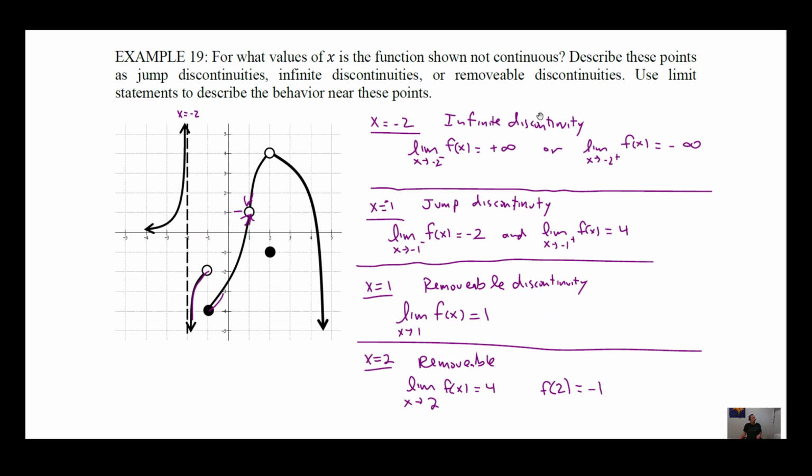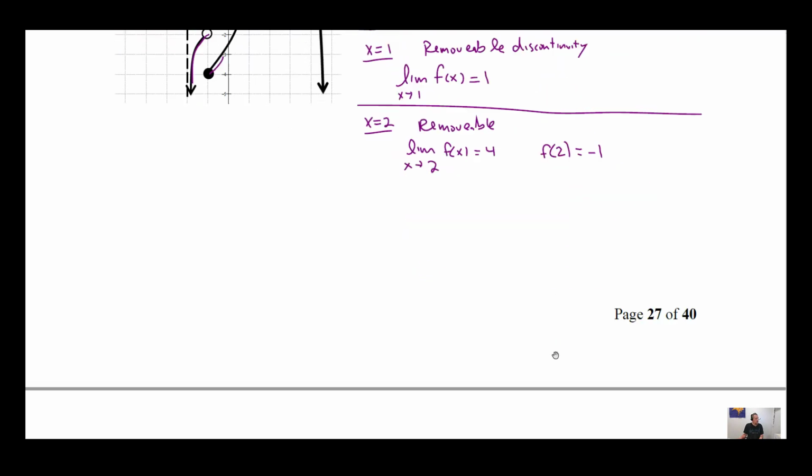So here we have no functional value, jump discontinuity. We have a functional value, but we don't have a limit. For removable discontinuities, generally we have a limit, but we either don't have a functional value or we have a functional value that is different. And these are really the four main cases we can fall into.